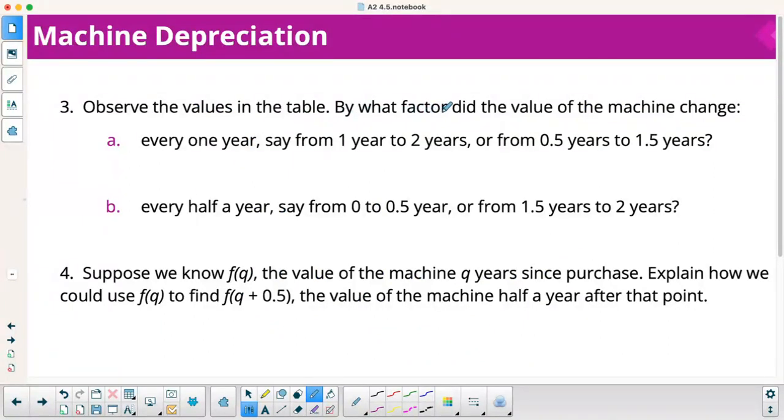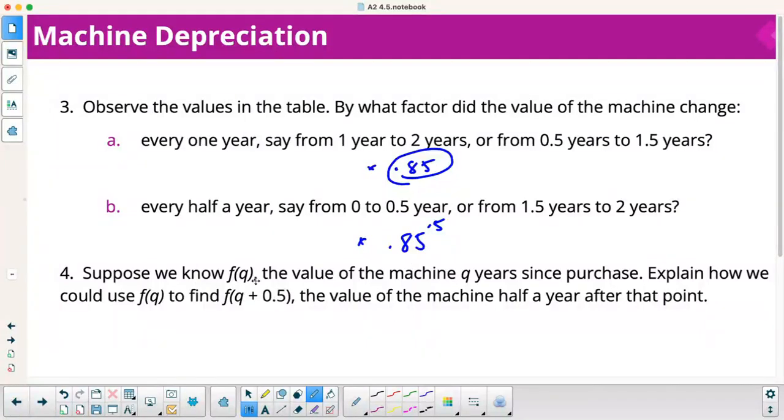All right, observe the values in the table. By what factor did the value of the machine change every 1 year, say from 1 to 2? Well, that was easy. We know that is by 0.85 is what you're multiplying by, times 0.85. Every half year, well, we kind of already said that's 0.85 to the 1/2, or to the 0.5. That's what you'd multiply by.